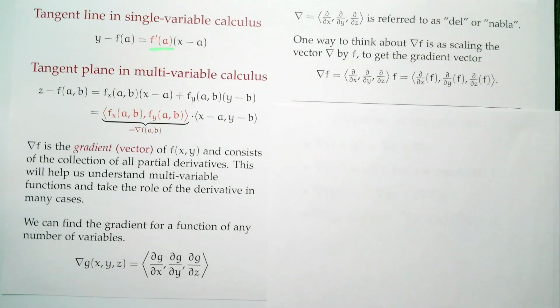Now, what's this upside down triangle? The way we should think about it is that it's a collection of partial derivatives. The first entry stands for take the derivative with respect to x. The second entry says take the derivative with respect to y. And the third entry says take the derivative with respect to z. And we're going to have a whole class where we go through all the various things that we can do with this.